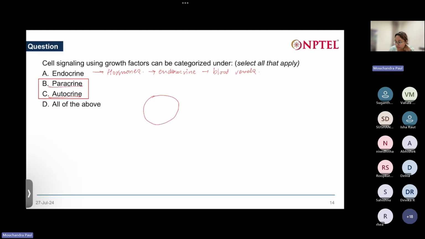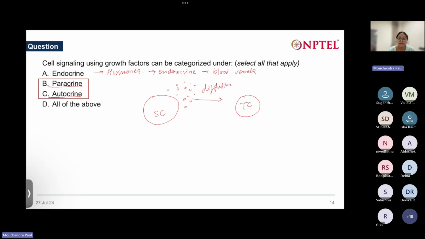There is a signaling cell, and there is a target cell. The distance between the signaling cell and target cell is very small, maybe neighborhood cells. This signaling cell releases some growth factor molecules, and since these are small molecules, they can diffuse. Diffusion can take place, and diffusion is concentration dependent.